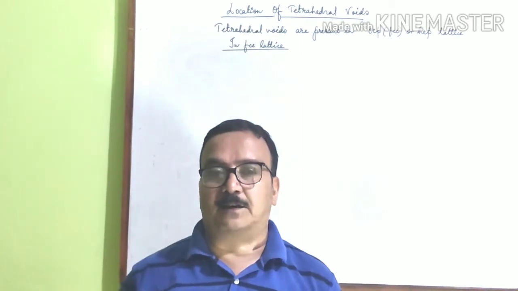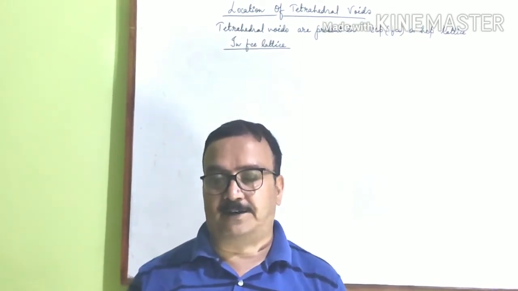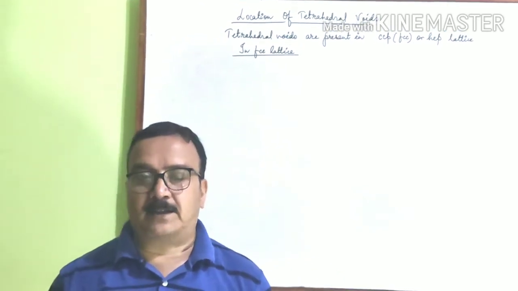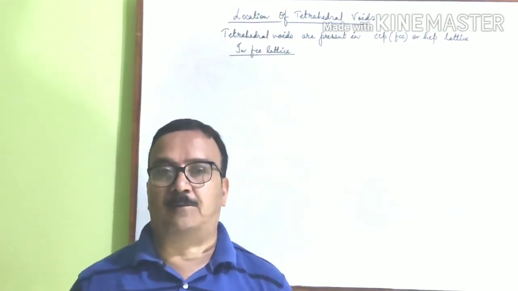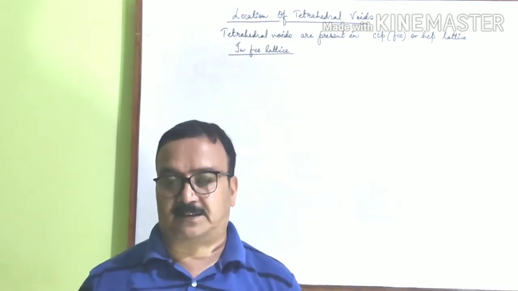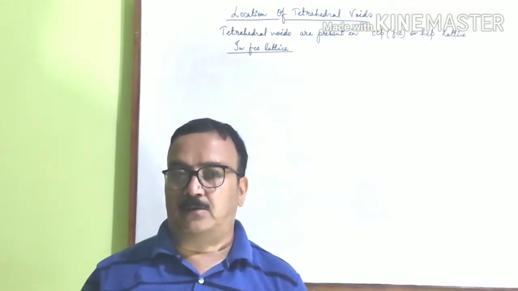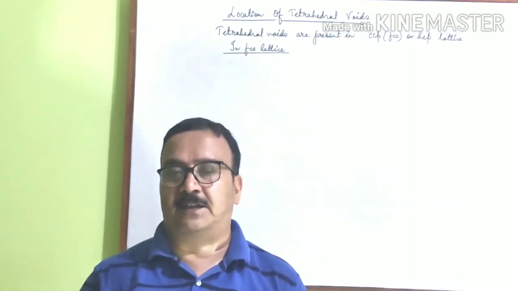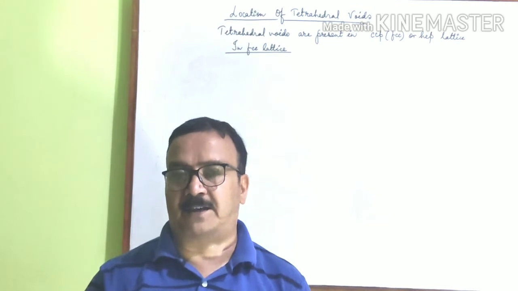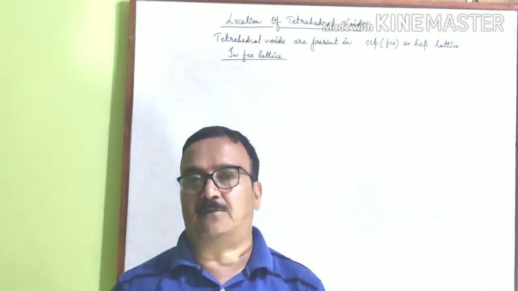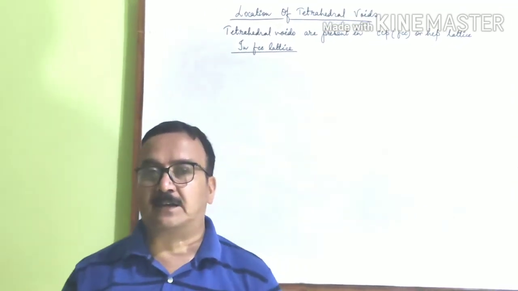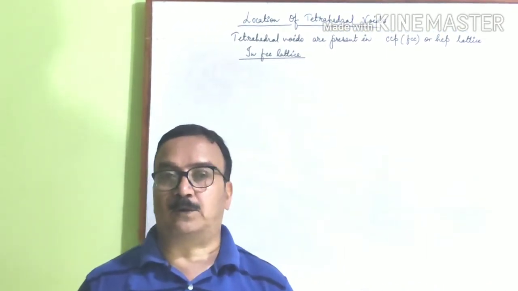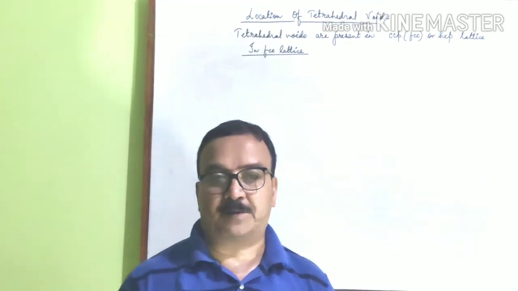Today's topic is location of tetrahedral void. What is a tetrahedral void? We know that a tetrahedral void is formed when four spheres, three in one layer and one in the other layer, come in contact with each other. Then the vacant space in between the four spheres is known as a tetrahedral void.